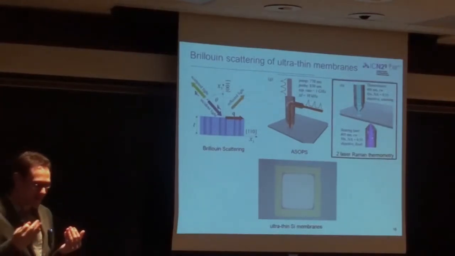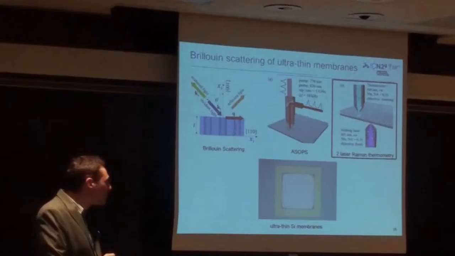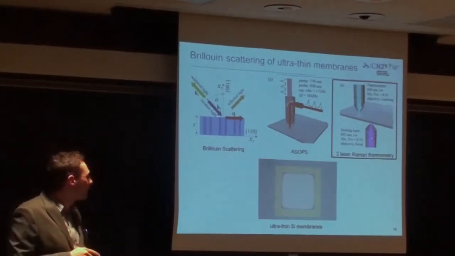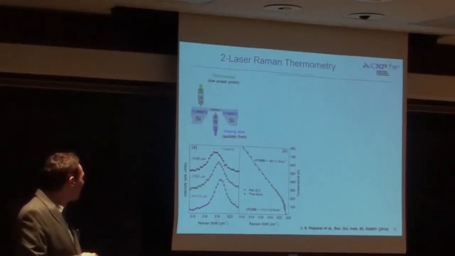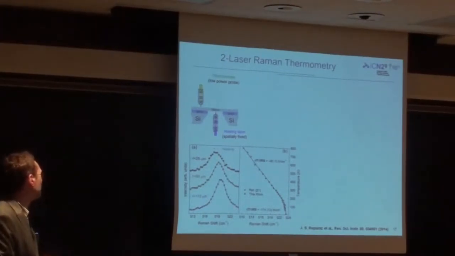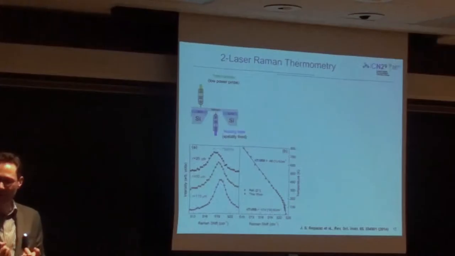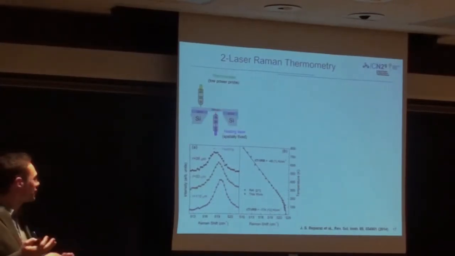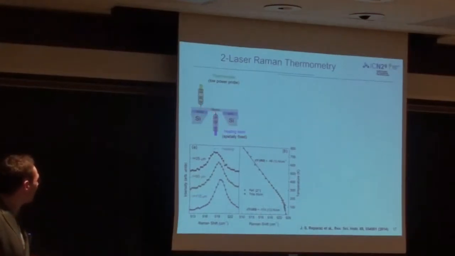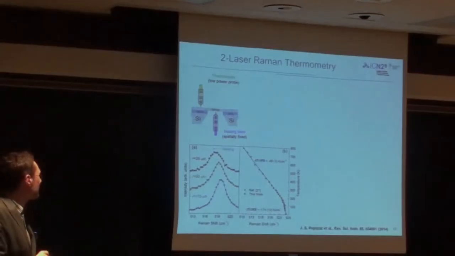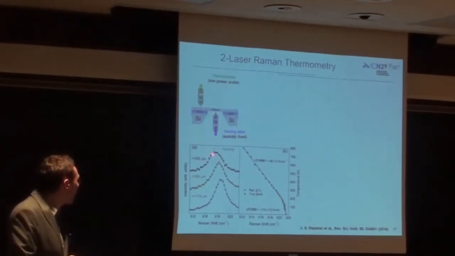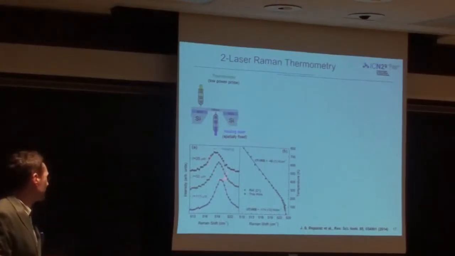So finally, I would like to show you what happens with the thermal properties. For this, we are using this approach of two-laser Raman thermometry. The concept is quite simple. What we are doing is basically we use a heating laser. This one is spatially fixed, and that generates a temperature distribution. And then you use a low power thermometer, which is just a spatially resolved laser that can probe locally the local temperature. And how is this done?